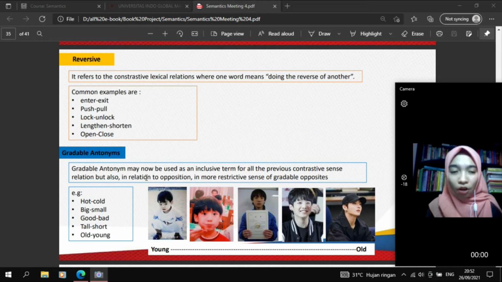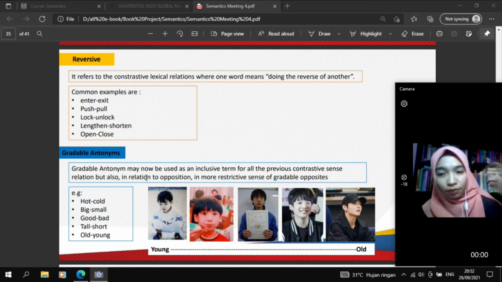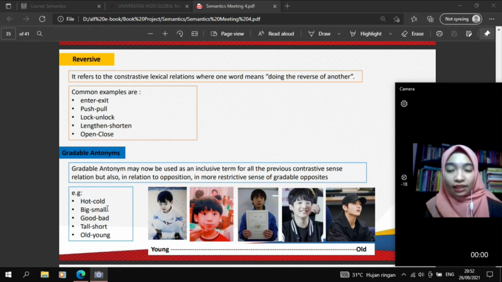Yeah, so gradable antonym means that you cannot just make the antonym directly. We have grade, you know, gradable. Ada tingkatannya. Lawan kata itu katanya ada tingkatannya. Like hot and cold, big, small, good, bad, tall, short, old, young. I give you the picture of one of the boy band members here.